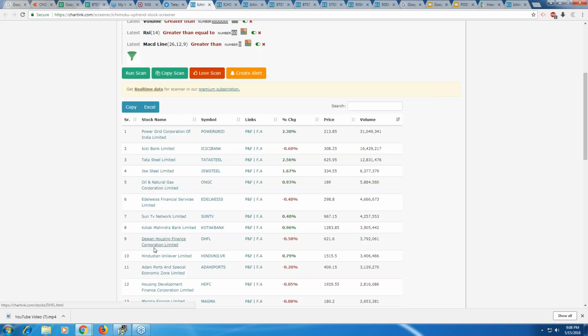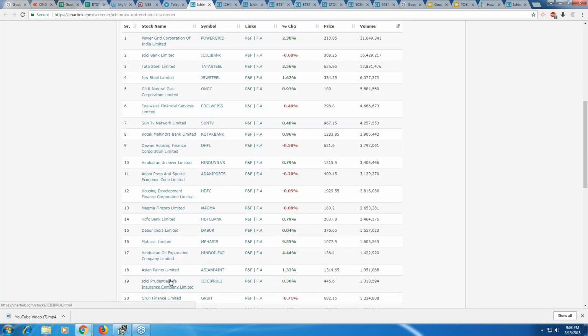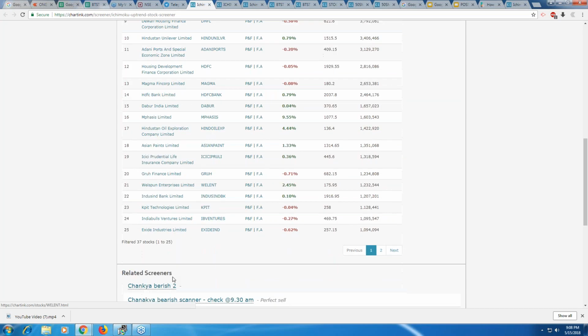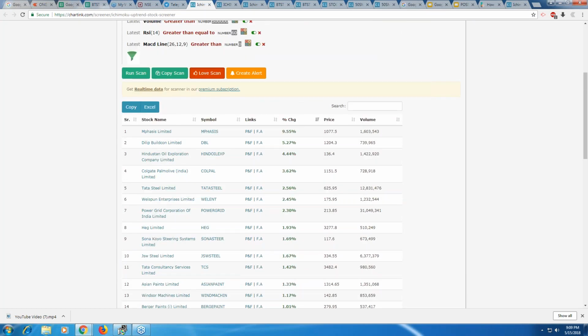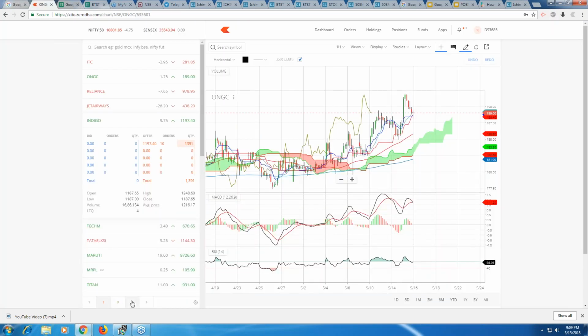So we got a lot of stocks here. Let me look into some more stocks here. Oh, lots of them. Dabur, Emphasis, Finance. So lots of stocks are here. Indiabulls Ventures. Maybe what I can do really here is I'm going to organize the price. Emphasis, Dilip Buildcon, Hindustan Oil Exploration, Colgate-Palmolive, Tata Steel, Welspun Enterprises. These are all which have given an Ichimoku breakout. Look into Tata Steel today.